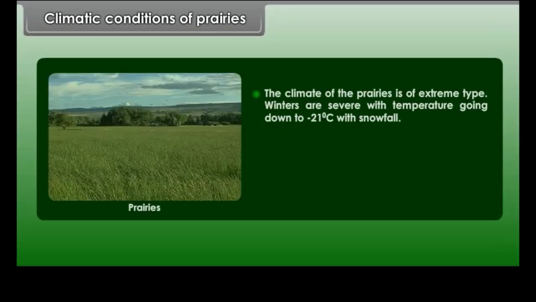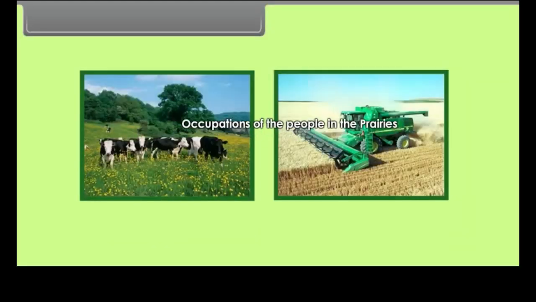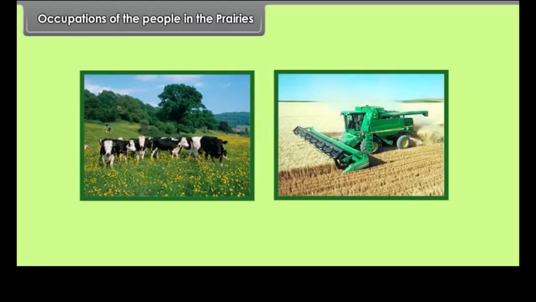Climatic conditions of prairies. The climate of the prairies is of extreme type. Winters are severe with temperature going down to -21 degrees Celsius with snowfall. Summers are warm with temperature of 20 degrees Celsius. Rainfall also occurs, but the annual rainfall is less than 40 centimeters and it is ideal for the growth of grass. Occupations of the people in the prairies.